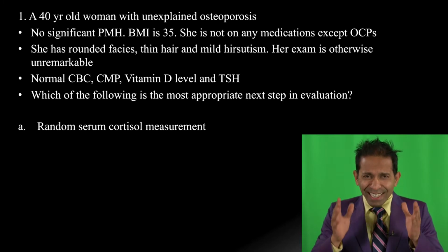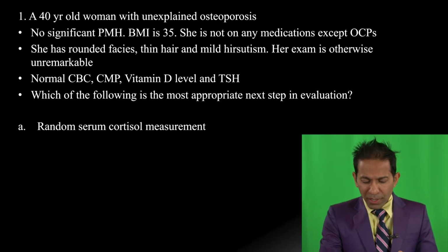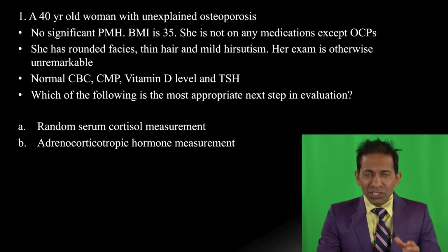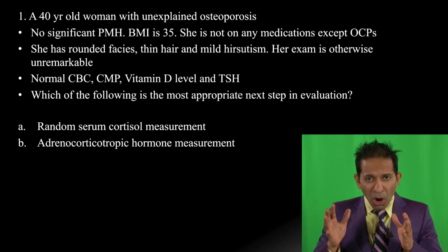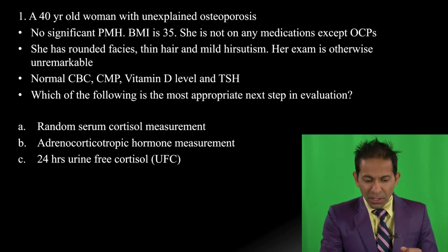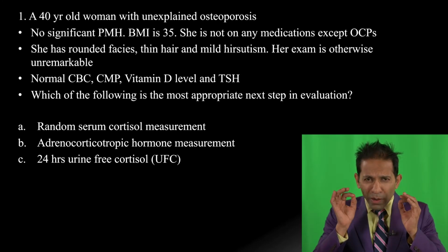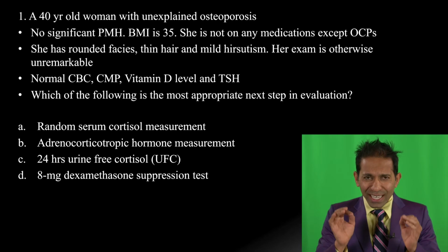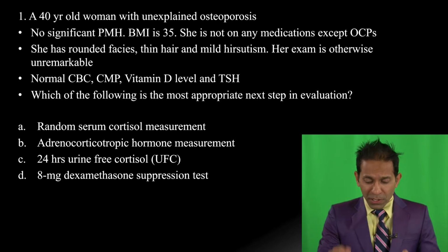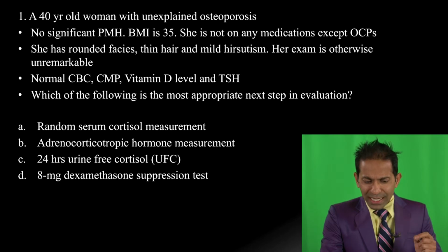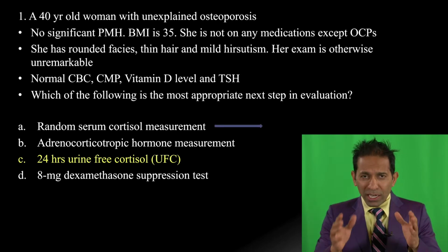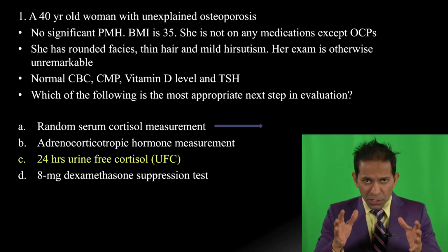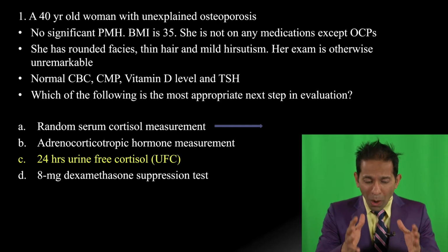Option A, check random serum cortisol measurement. Option B, check ACTH hormone measurement. Option C, do 24-hour urine-free cortisol level. Option D, check 8 milligram dexamethasone suppression test. So here the right answer is option C. We will check her 24-hour urine-free cortisol. I'm going to explain this. Why did we pick this screening test?